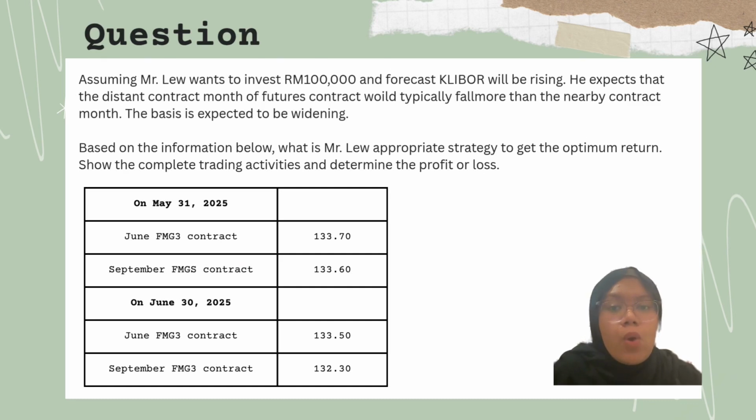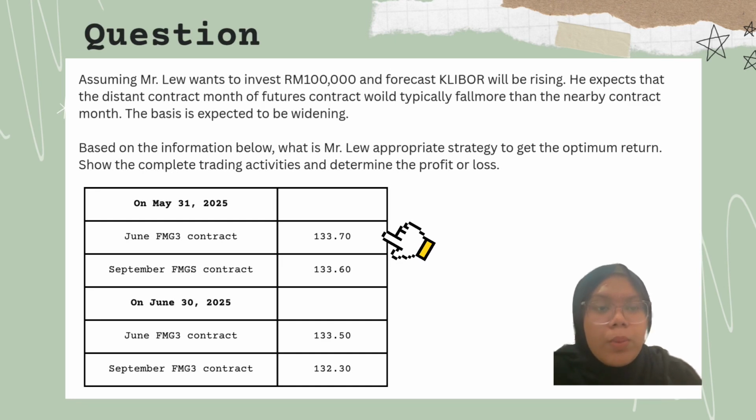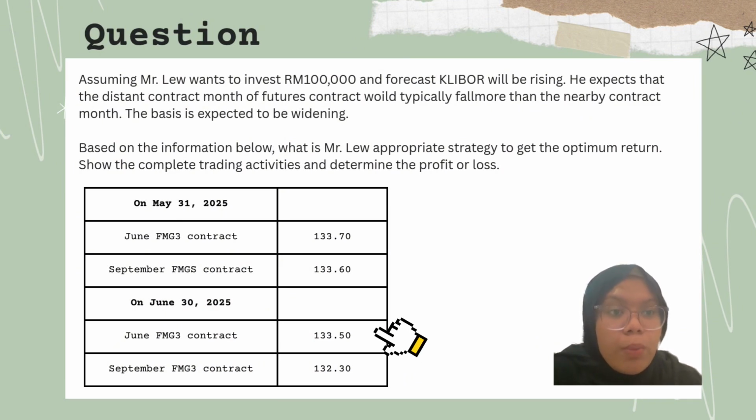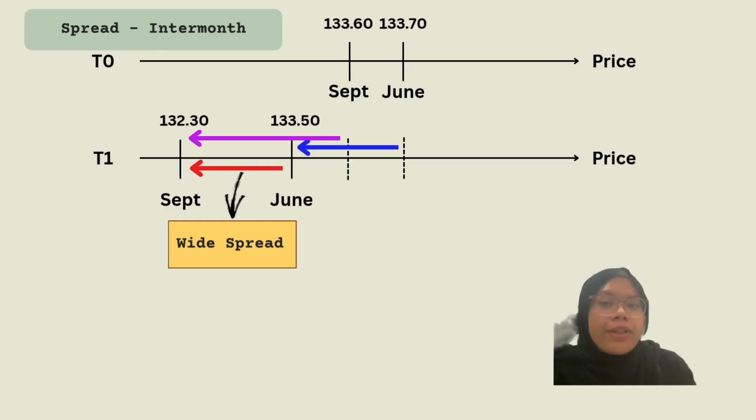Okay, between the T0 and T1, which is T0 on May 31, 2025, the June FMG3 contract is at 133.70. Also, the September FMG3 contract is at 133.60. Okay, for the T1, on June 30, 2025, the June FMG3 contract is at 133.50, and also the September FMG3 contract at 132.30.